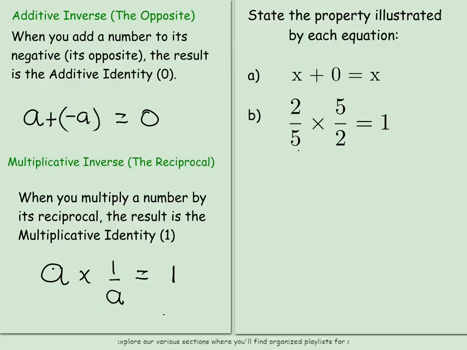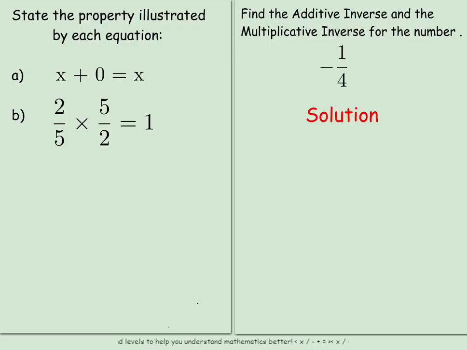You see, then for the second one, 2 over 5 times 5 over 2 gives us a 1. What is happening here? You are multiplying a number by its reciprocal, and then the result is giving you 1. That is the inverse property of multiplication. So with that said, let's look at the next question.